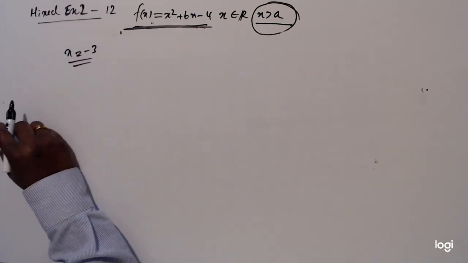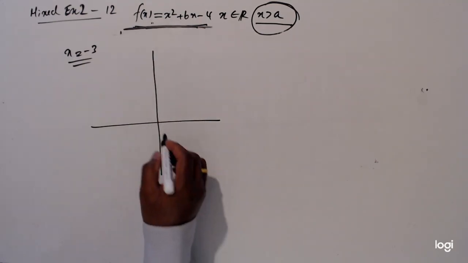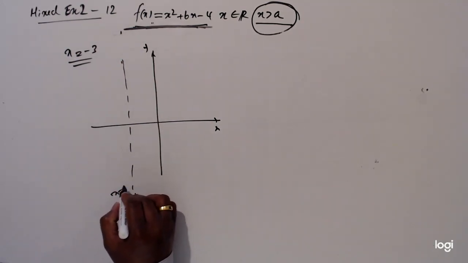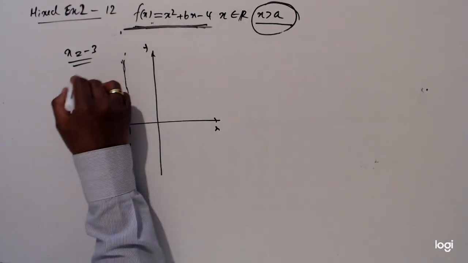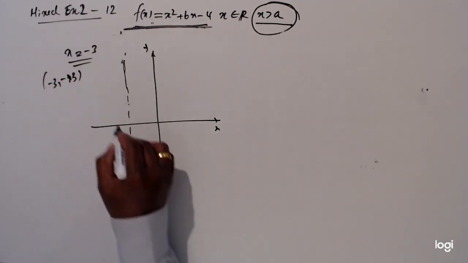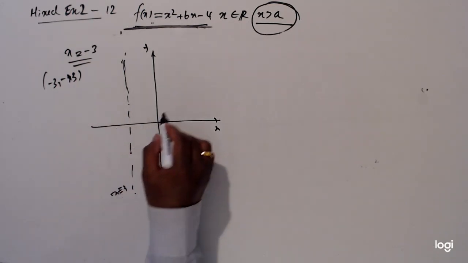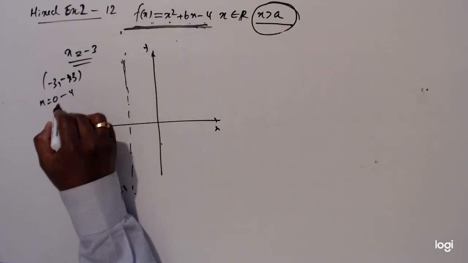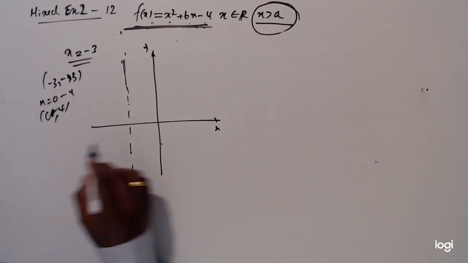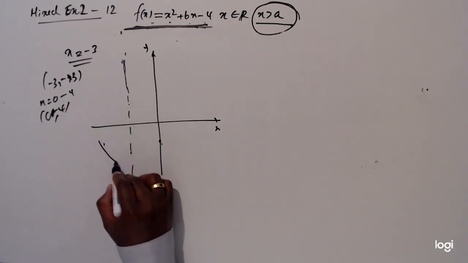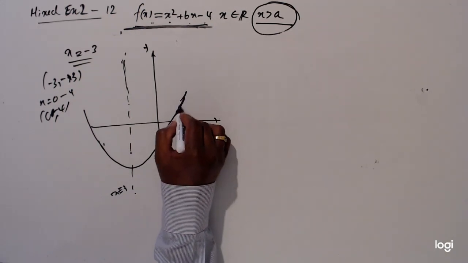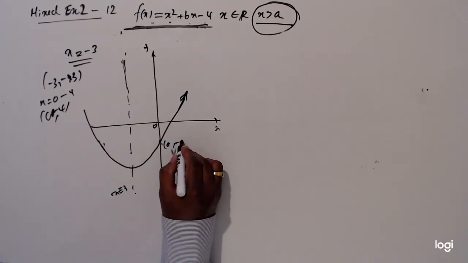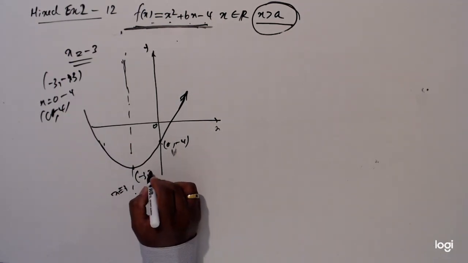The symmetric line is x equal minus 3, with the y-axis and x-axis. So this is x equal minus 3, and the minimum point, which we found, is (minus 3, minus 13), somewhere here. And let's see the y-intercept: when x equals 0, y is minus 4. So this is the minus 4 value, (0, minus 4), and this is (minus 3, minus 13).